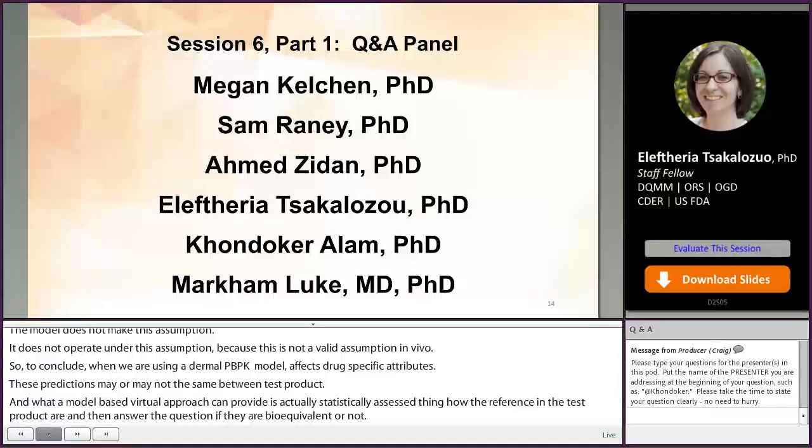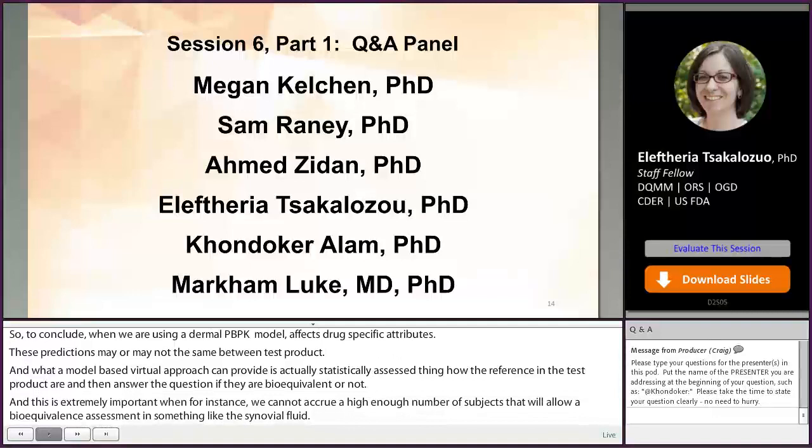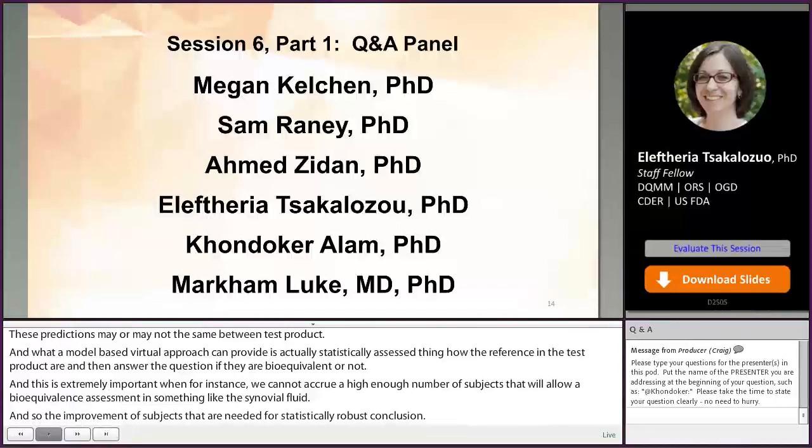So there are limitations in the recruitment of subjects that are needed for a statistically robust conclusion. And in certain cases, we don't have systemic PK available because the API is not detectable in the systemic circulation. So the model there plays an important role.